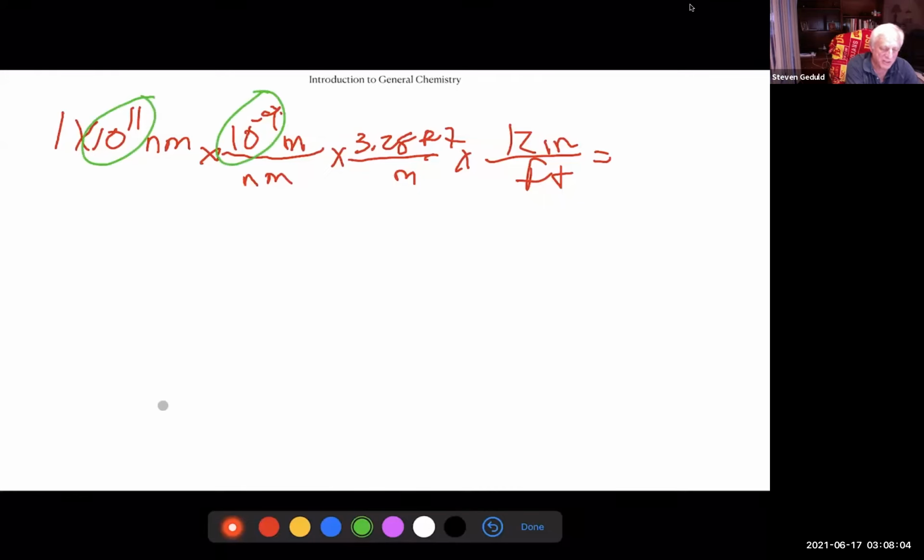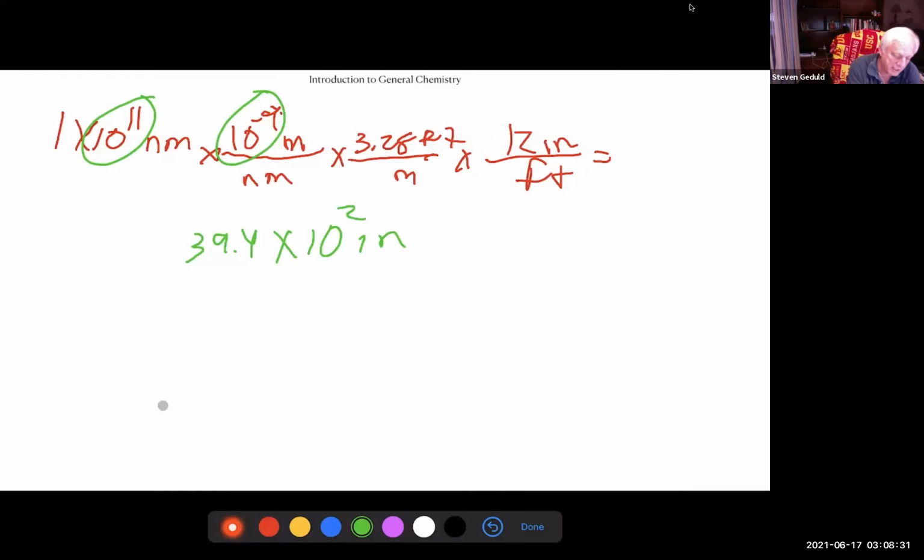3.28 times 12, well, I'll do it first. Let's get the right numbers so you can see it. 3.28 times 12 equals 39.4. Round it up. So 39.4 times 10 to the, and this is 11 minus 9. So these are your exponents. 11 minus 9 is 2. Okay, so 39.4 times 10 to the 2 inches. If you want to put it in like a number, you can put 3940 inches to compare it.